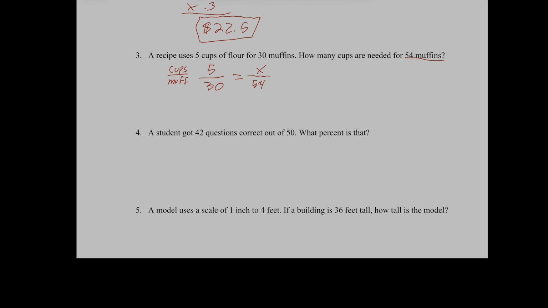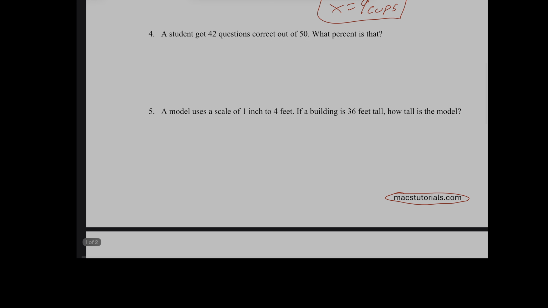Let's do the math and see if that works. So here, when I cross multiply, 30x equals whatever 54 times 5 is, and it is going to be 270. I'm going to divide by 30, and sure enough, look at that. X is going to equal 9 cups. And so it also passes the sanity check, which is what we want.